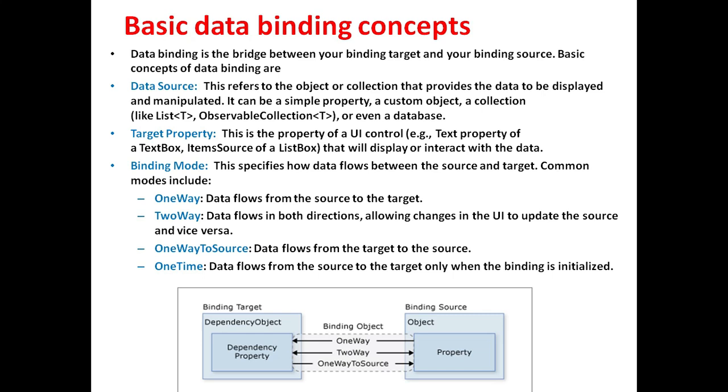Common modes are one way, where data flows from source to target; two way, where data flows in both directions, which allows the changes in UI to update the source and vice versa. With one way to source, data flows from target to the source, and with one time, data flows from the source to target only when the binding is initialized.